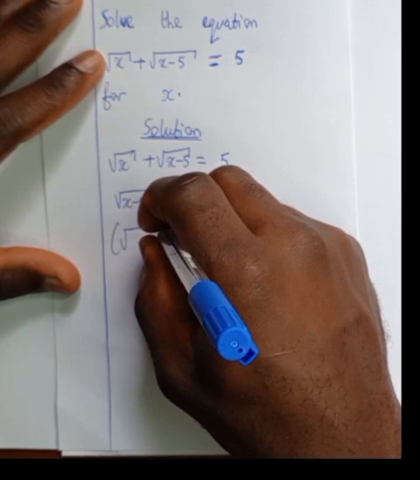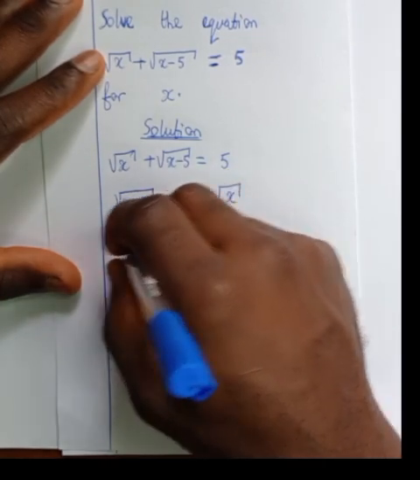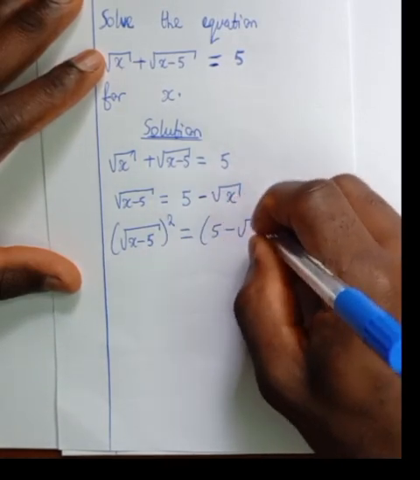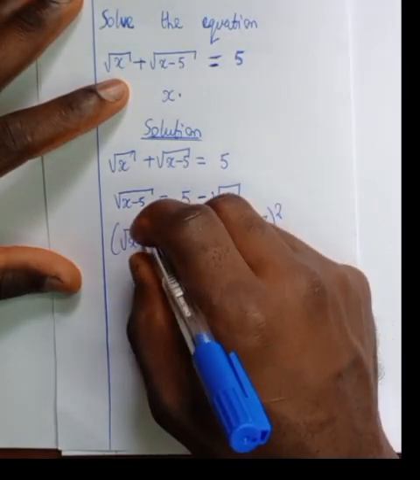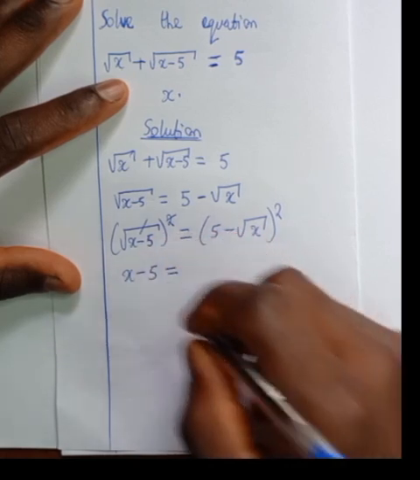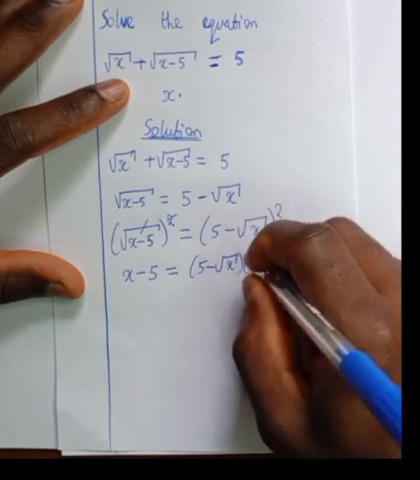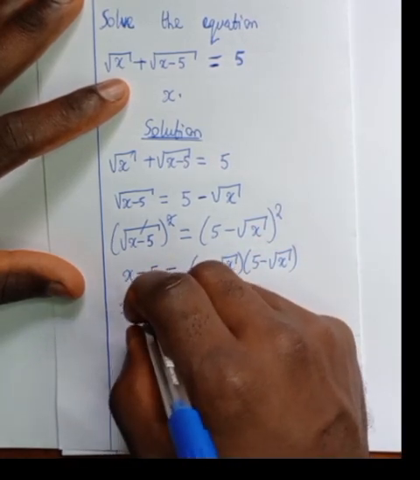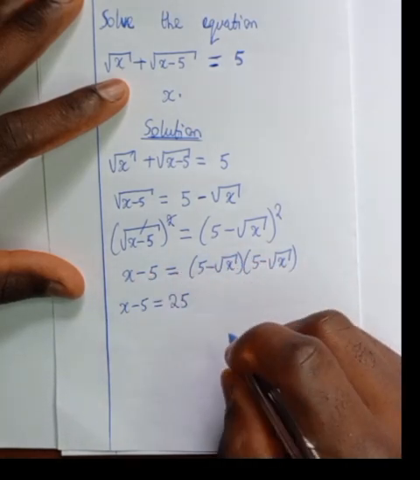This will give us the square of root x minus 5 will be equal to 5 minus root x, all this squared. We know this and this will cancel. We'll be left with x minus 5 is equal to 5 minus root x times 5 minus root x. This will give us x minus 5 is equal to 5 times 5 gives us 25.